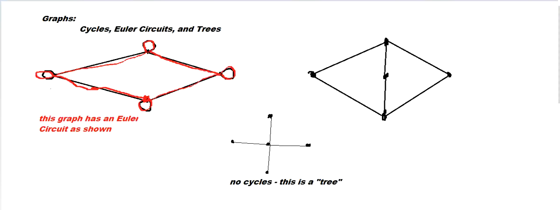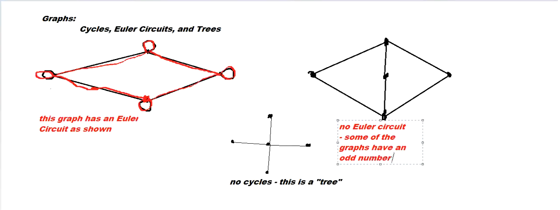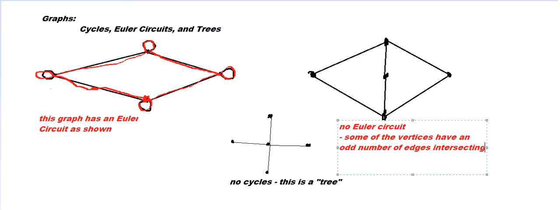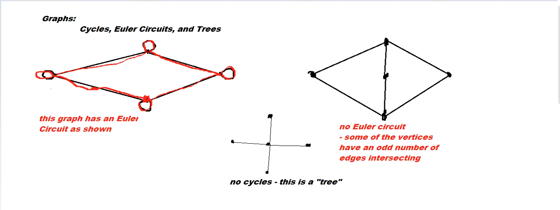But for this one, there's no Euler circuit because, for this vertex here, for there to be an Euler circuit, we would have to be able to go in, out. But here, we could go in, then out, but then coming along the third edge, we'd be able to go into this vertex, but not leave it. So there's no Euler circuit for this one, because some of the vertices have an odd number of edges intersecting.